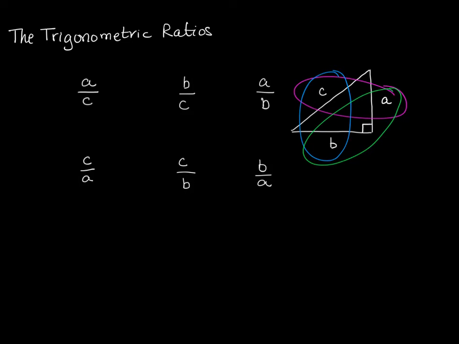For consistency's sake, we want names for these ratios. Conventionally, we call these ratios sine, cosine, tangent, cosecant, secant, and cotangent.